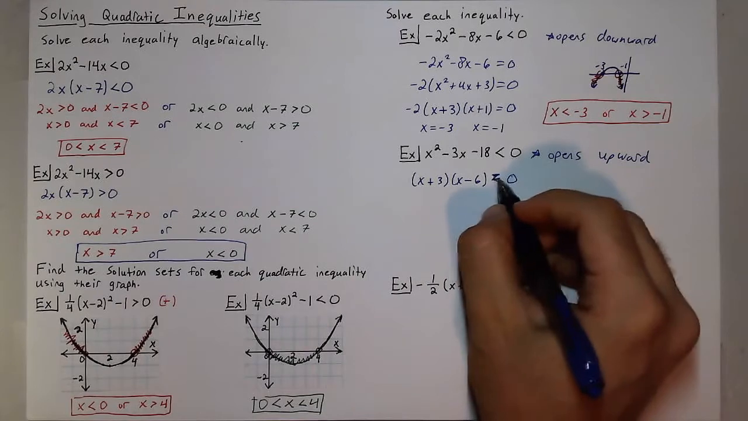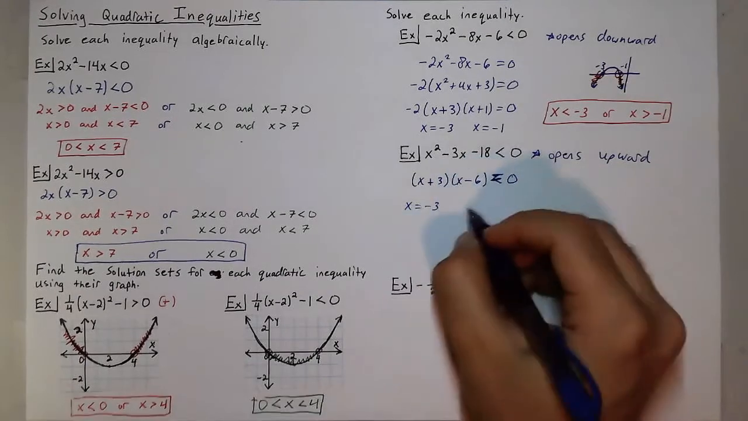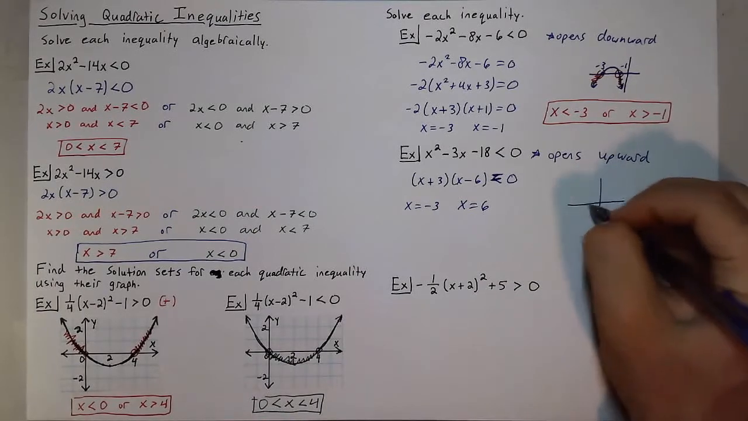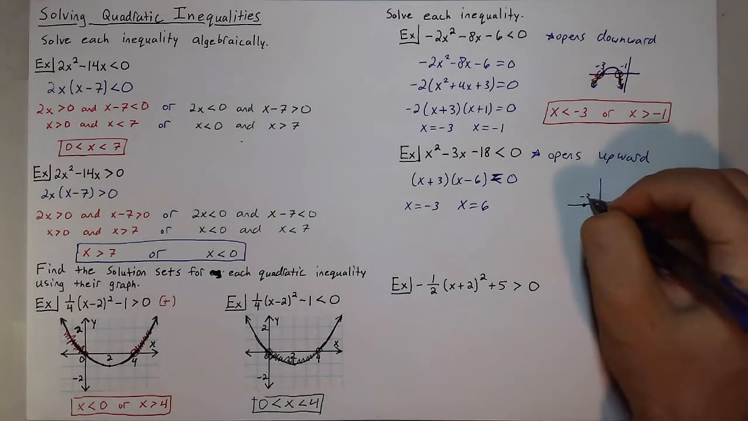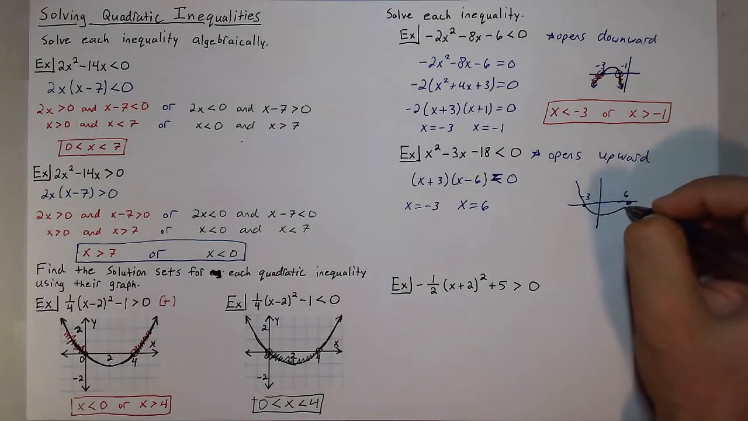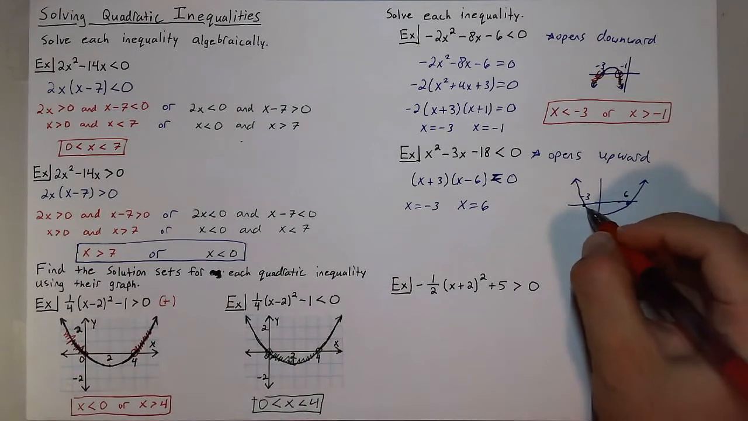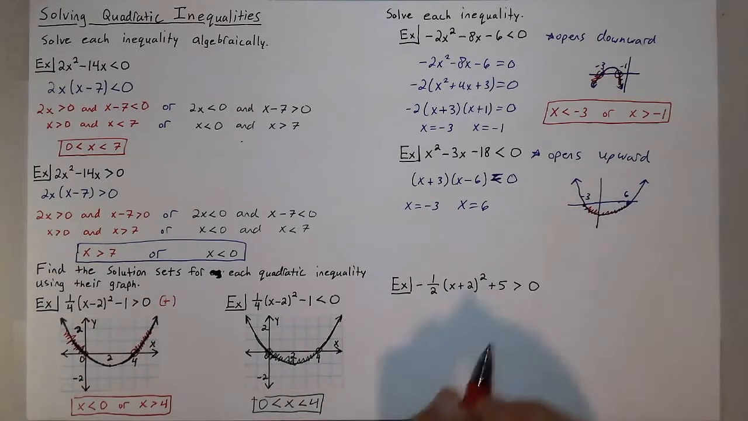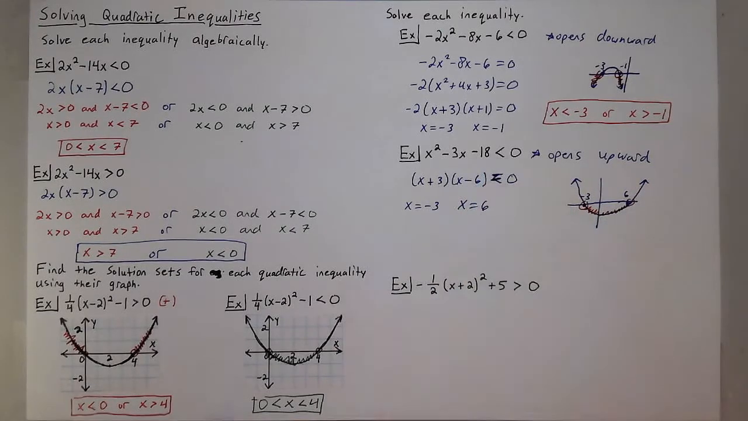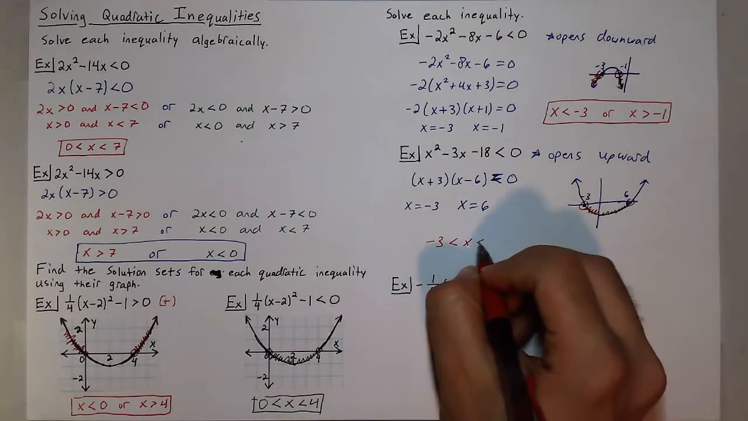And equals 0. So setting both of them equal to 0, I get x is equal to -3 and x is equal to 6 as my two solutions. So if I'm imagining a graph, it crosses at -3 and all the way over at 6, and it opens upward. So all of these solutions that would be less than 0 would happen between -3 and 6, but not including -3 or 6 because it's strictly less than 0. So my solution set would be everything between -3 and 6.